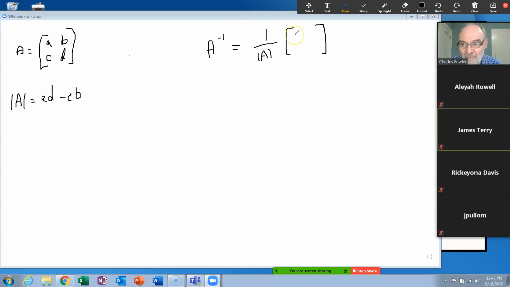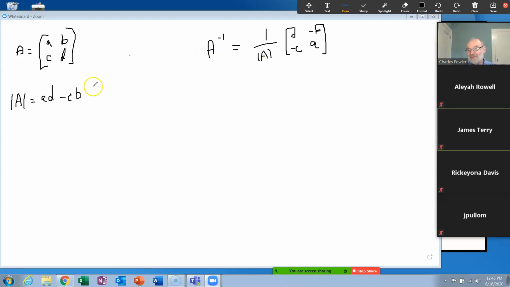Now, get this. Take your main diagonal and flip them. In other words, it was A D. Now you write it as D A. So you exchange those two. The other two on the off diagonal, you negate them. This becomes a negative B. And this becomes a negative C. Okay? That's your inverse. Right there. I've just written it down.